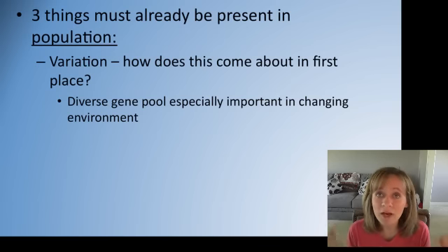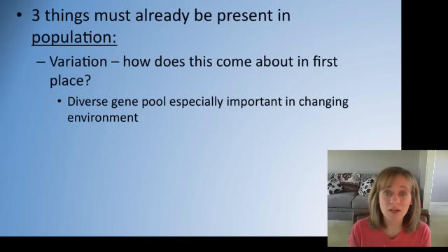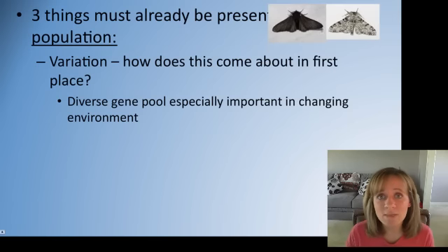For example, hair color in the human population, there's variation. There's brown, there's black, there's blonde, there's red, all different colors. A diverse gene pool is especially important in a changing environment because then natural selection has more options to choose from. If the environment is constantly changing, hopefully one of those many variations will actually be beneficial or help the population in that changing environment. So we have to have variation. In the case of the peppered moth, we have black and we have speckled.